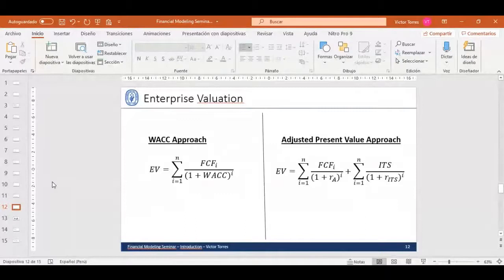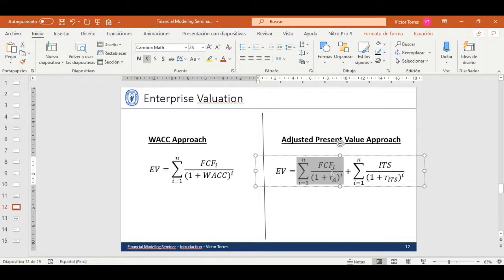The value of the unlevered company refers to a company that has no debt. So that first element that we're going to have over here is going to calculate the value of a company with no debt at all.